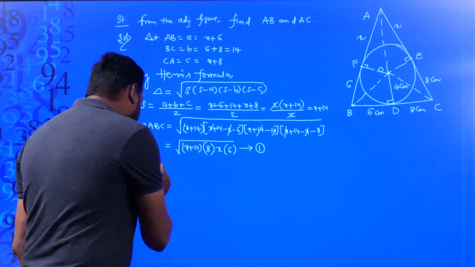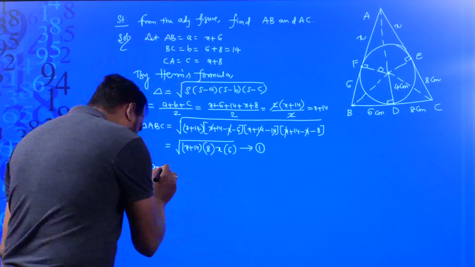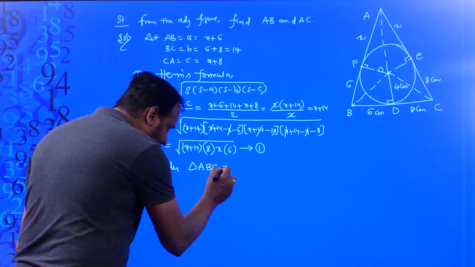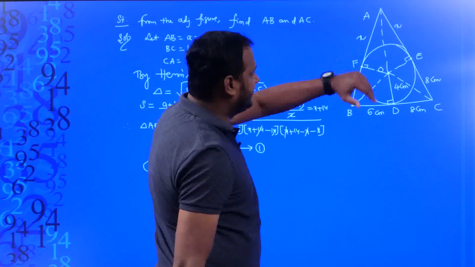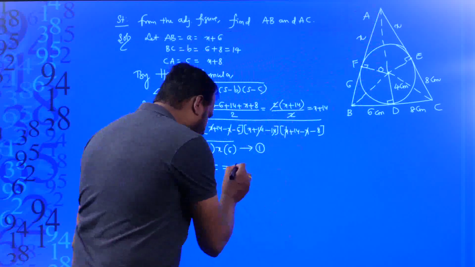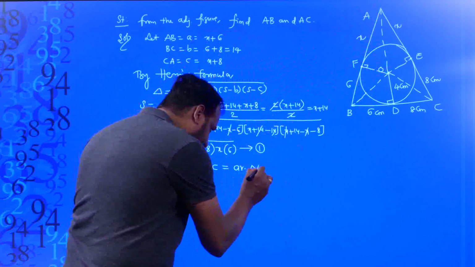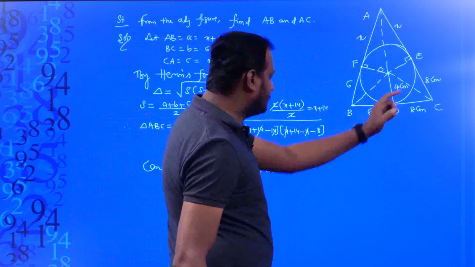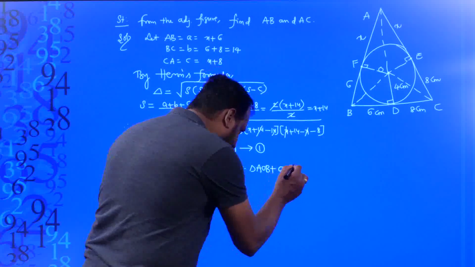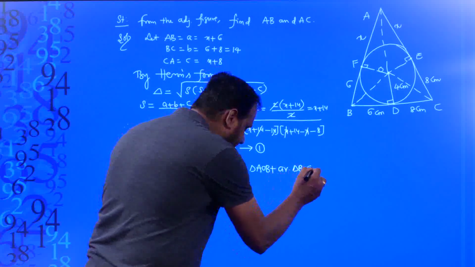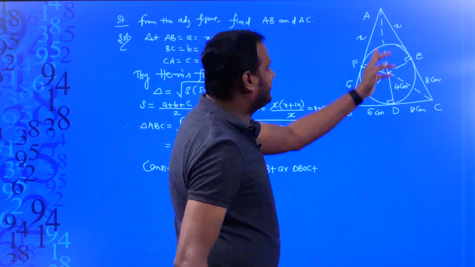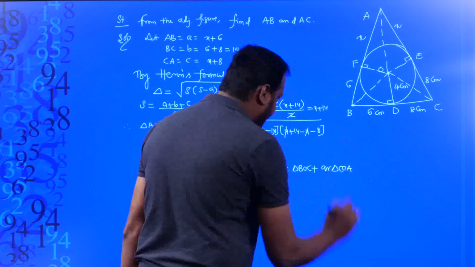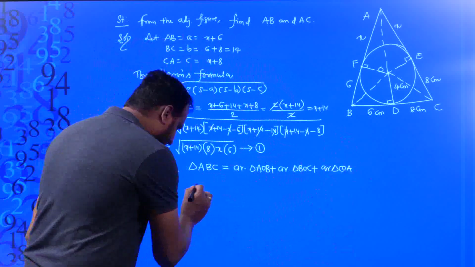So I am going to write that, and consider triangle ABC. Area of triangle ABC is going to be, let us start from here, area of triangle AOB plus, what is the second triangle? Area of triangle BOC, plus the third triangle, area of triangle COA. Now I am going to find their areas.